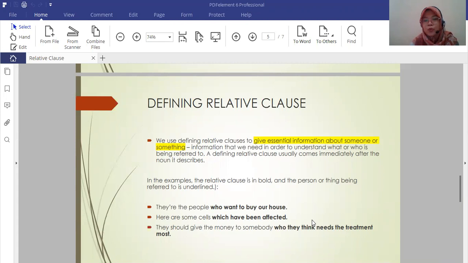They are the people who want to buy our house. Here are some cells which have been affected. They should give the money to somebody who they think needs the treatment most.